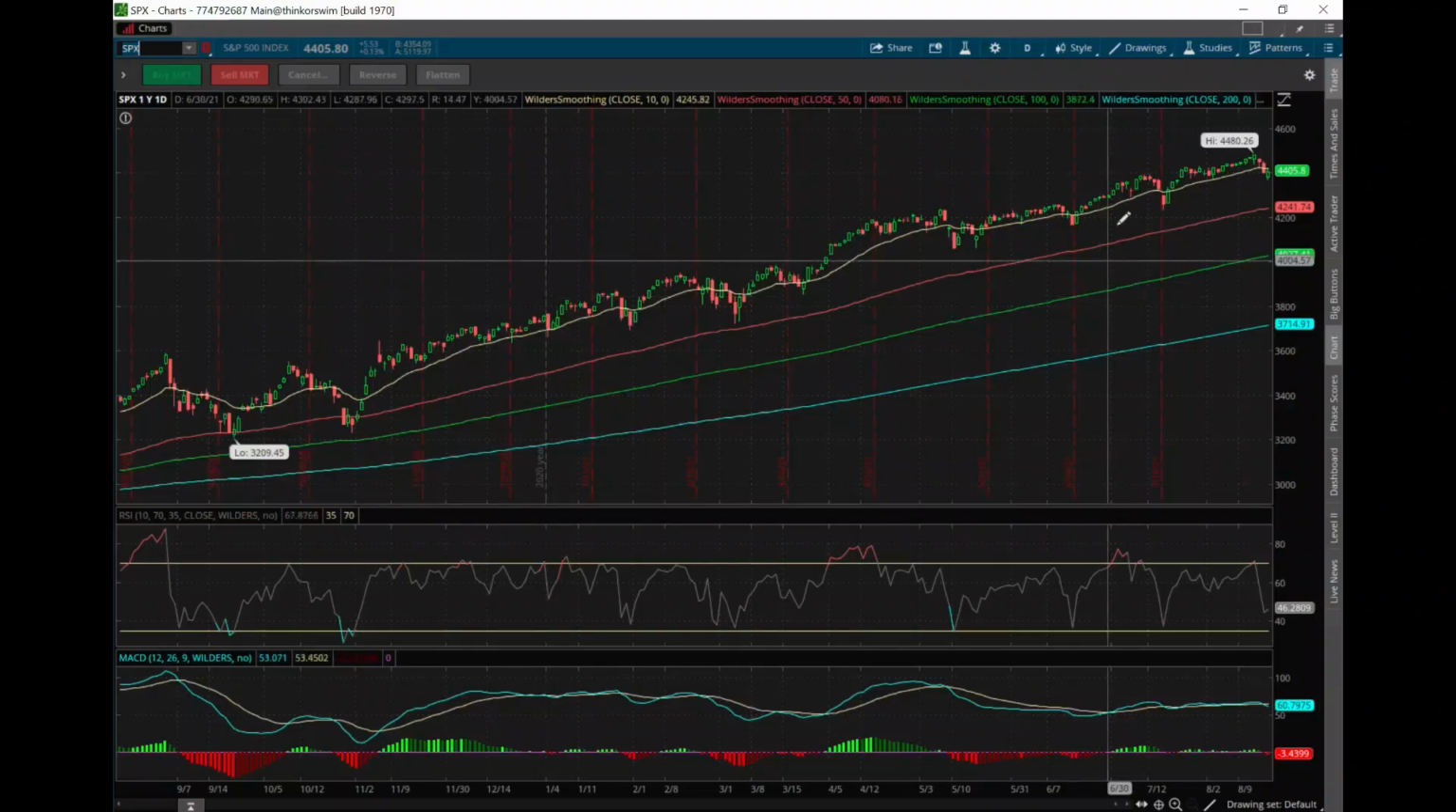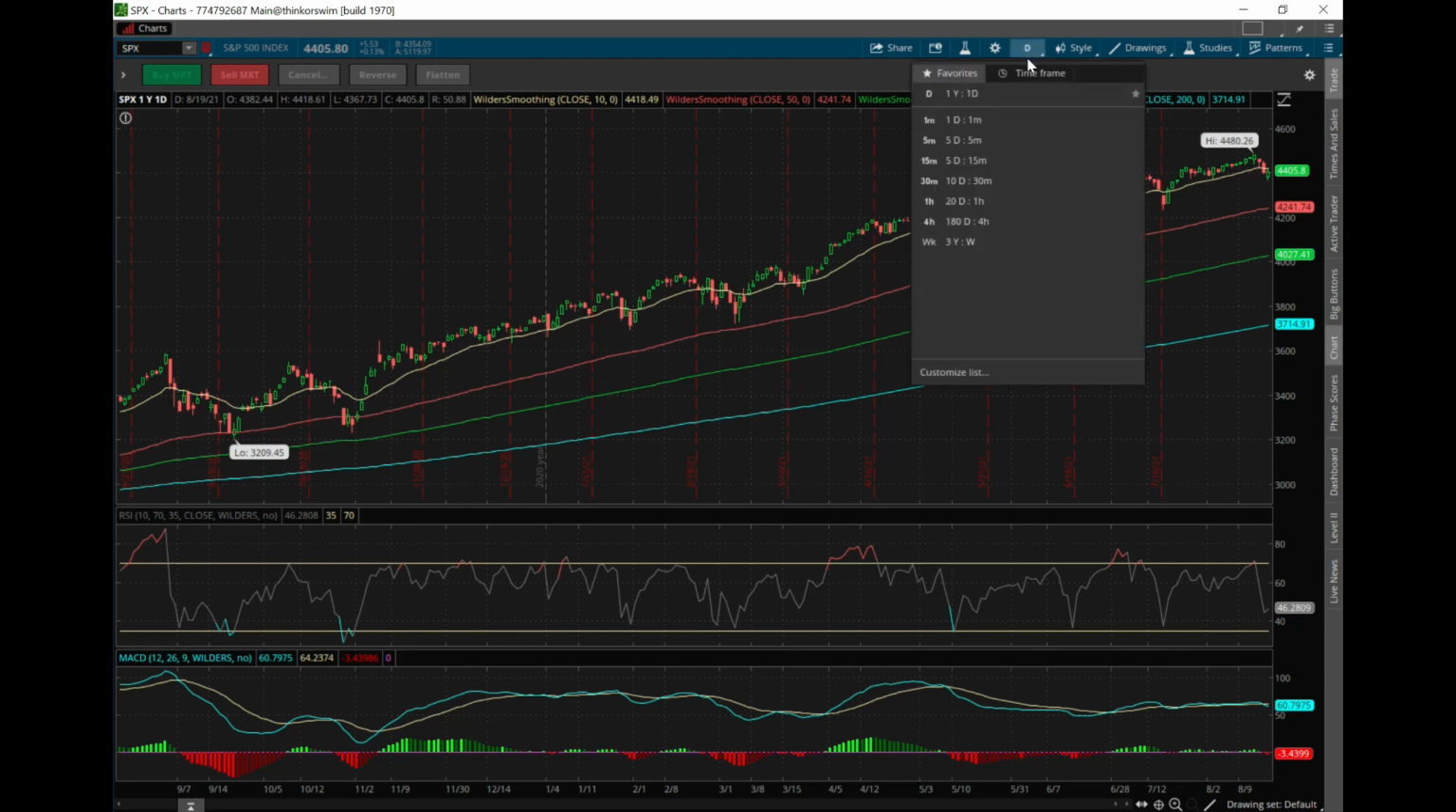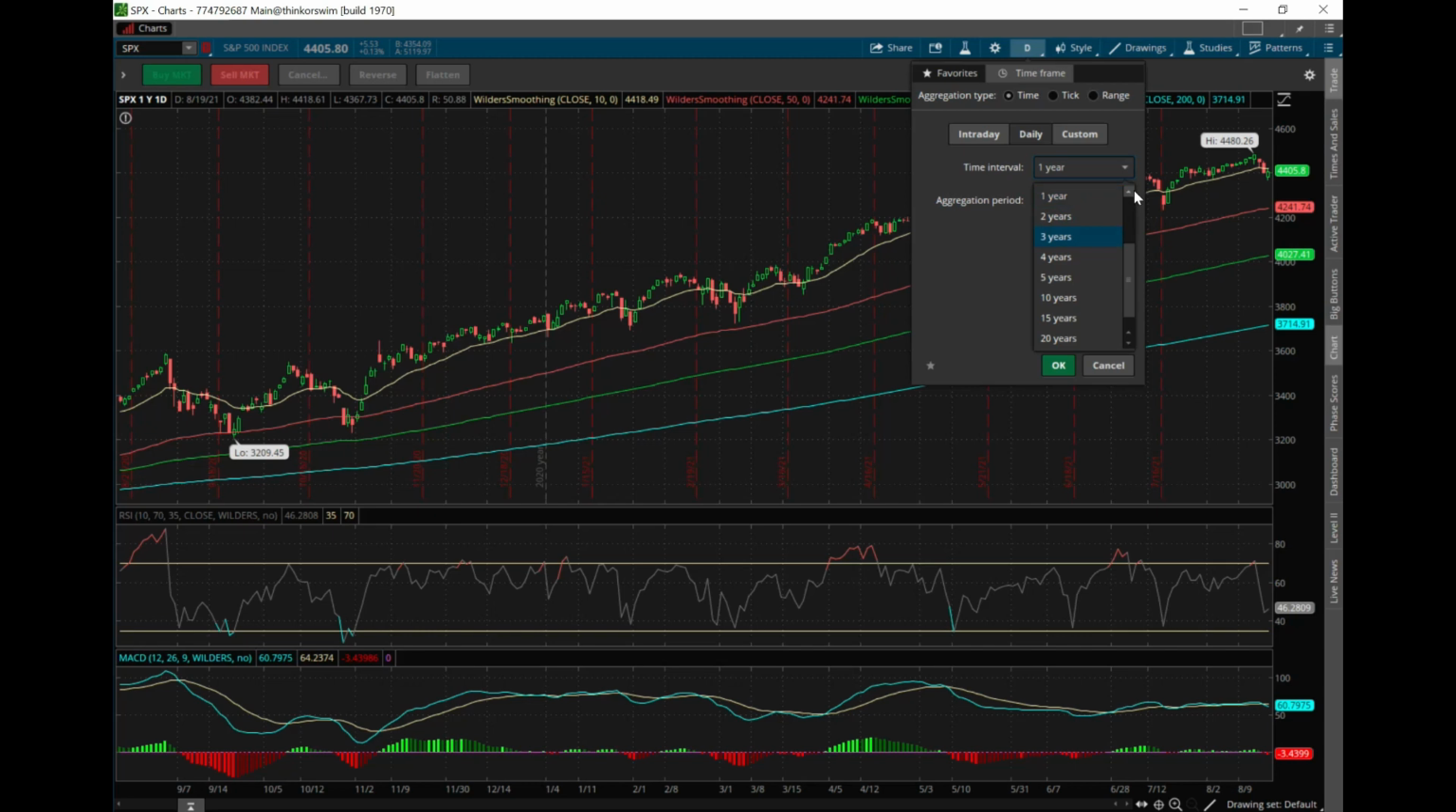Okay, guys, we're going to start off with the S&P 500 chart. It's SPX. Current price closed at 44.05 today. I did try to get this recorded earlier, but things happen. All right, I'm going to change my aggregation period here to 6 months, so we're looking at a little bit shorter range.